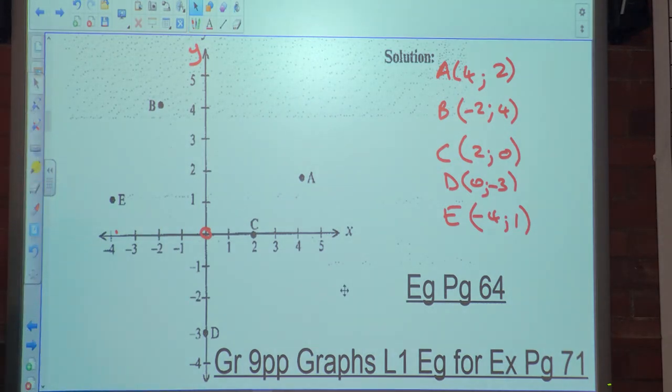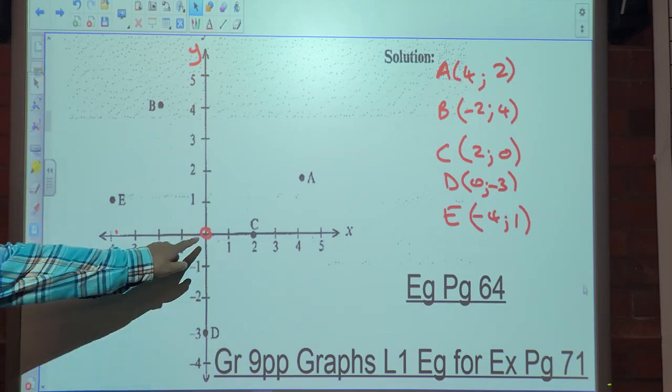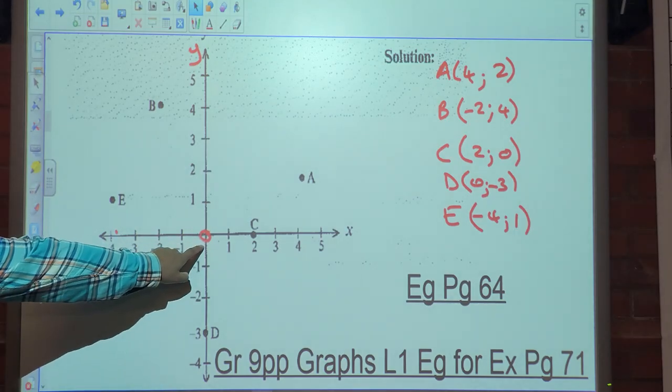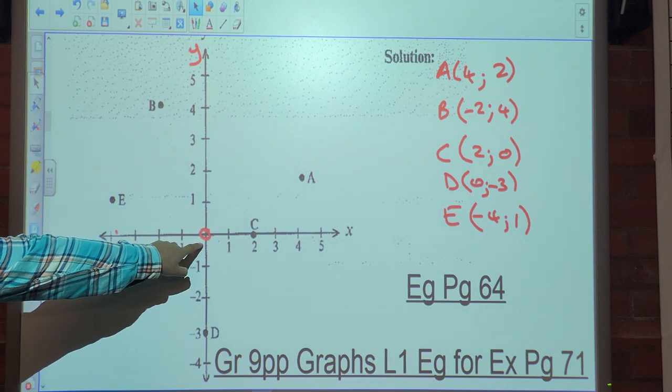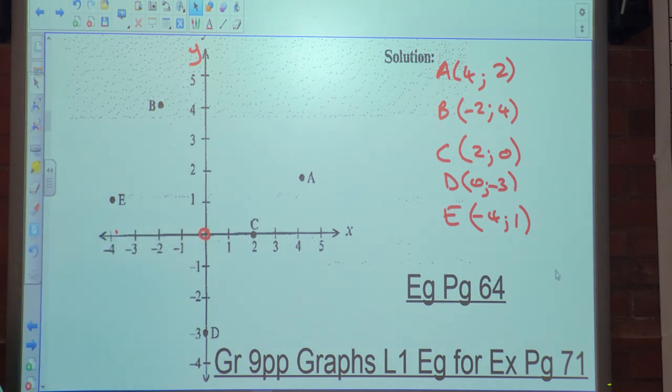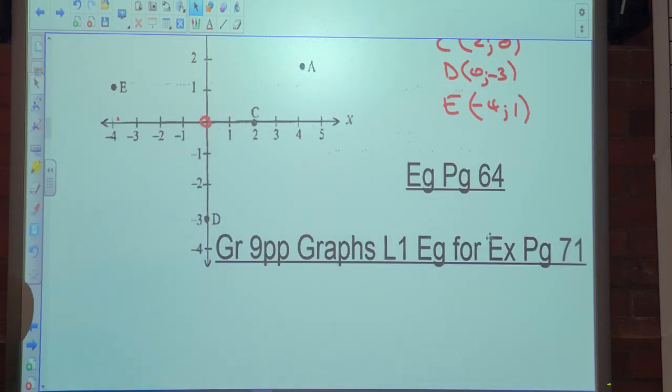So any confusion at this point? Remember that this will always be called O for origin. And what's the coordinates of the origin? 0 and 0. Okay.